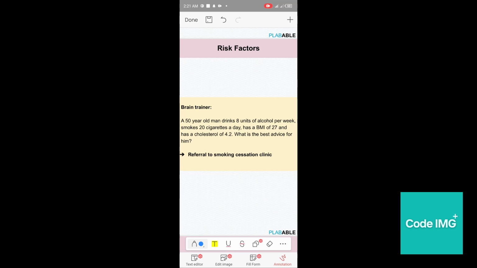A 50-year-old man drinks 8 units of alcohol and 20 cigarettes a day, BMI of 27, cholesterol. The best advice for him is to refer to a smoking cessation clinic. He's smoking quite heavily.